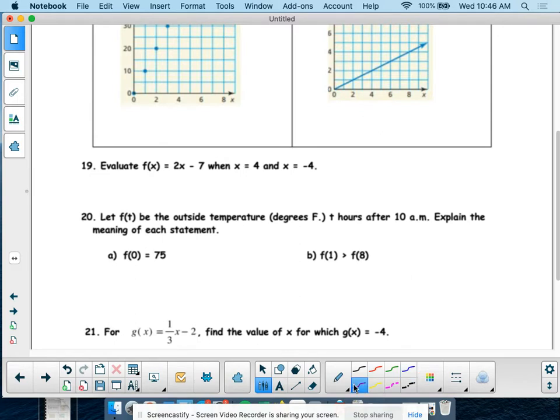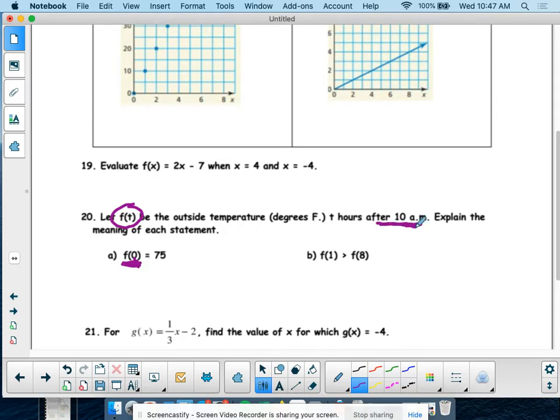It says, let f of t be the outside temperature in degrees F, t hours after 10 a.m. Explain the meaning of each statement. Okay, this is weird. So here's our function, and it's telling us the degrees outside after t hours after 10 a.m., okay? So if I plug in 0, I'm at 0 hours, so I'm just starting. What time is it? It'd be 10 a.m., right? So that's where we're starting.